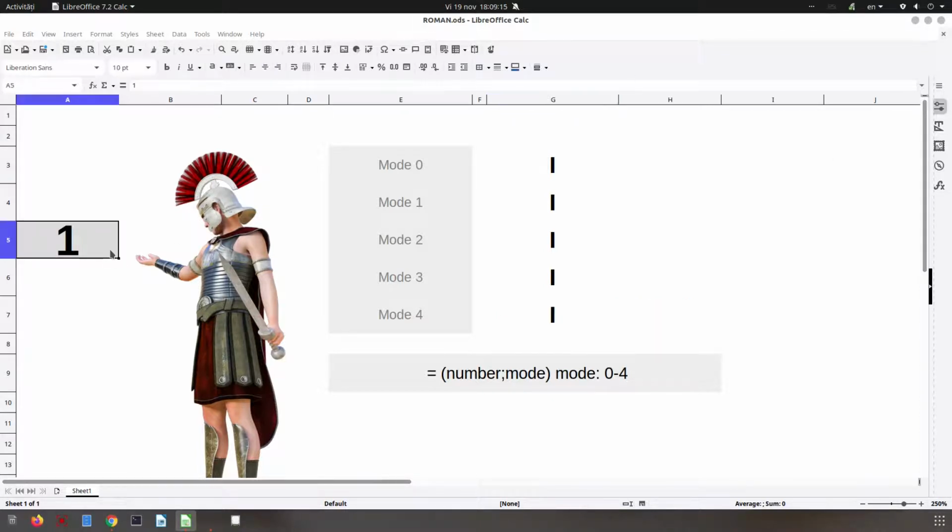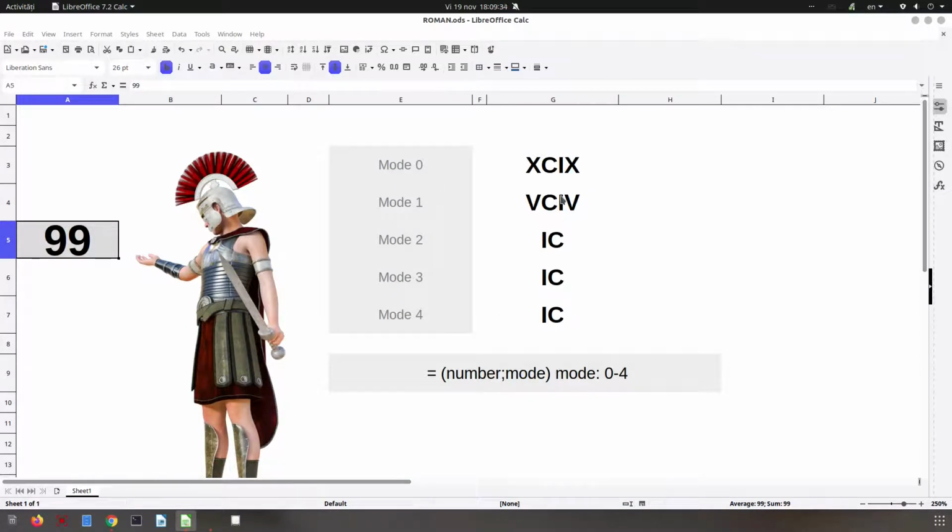Now let's change to see different numbers. Let's see, for number 4 it's the same, number 9 the same, 19, 29, 99. We have some difference here. The last one is more simple.